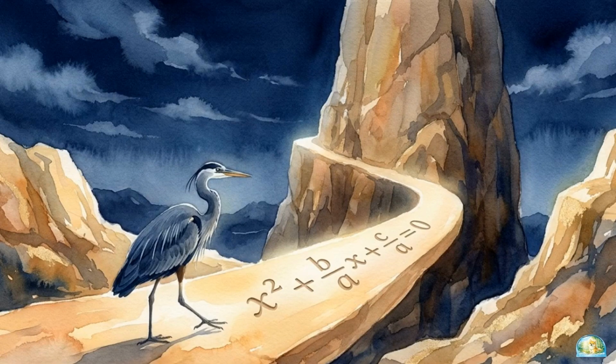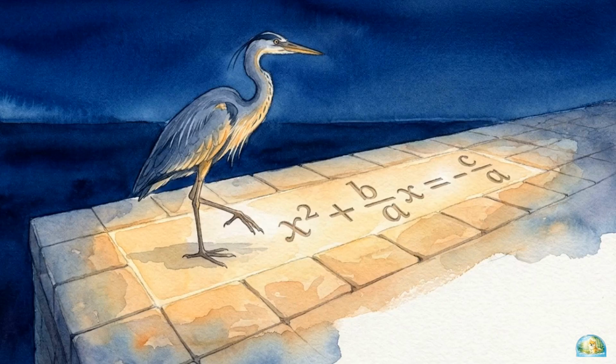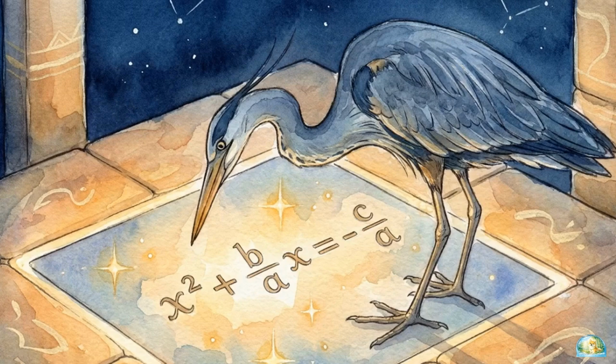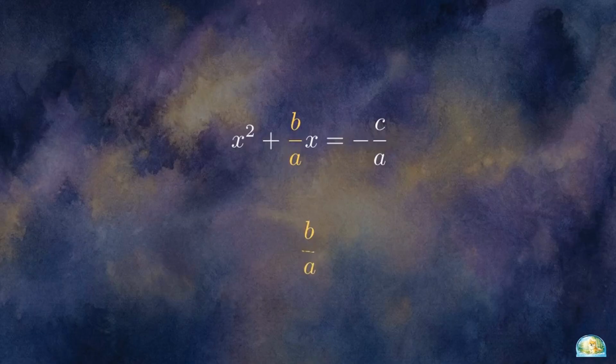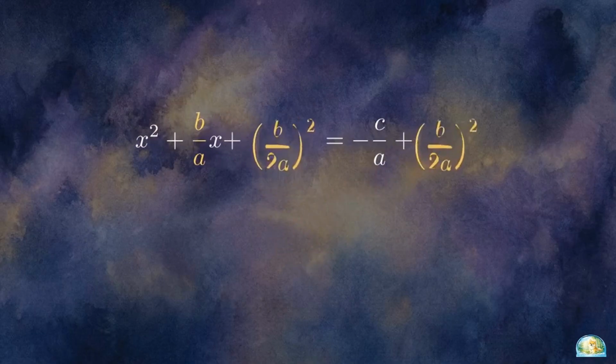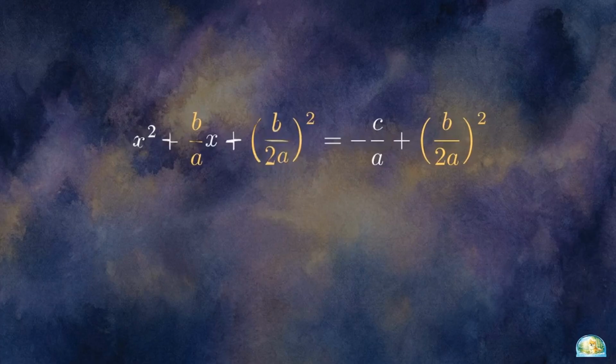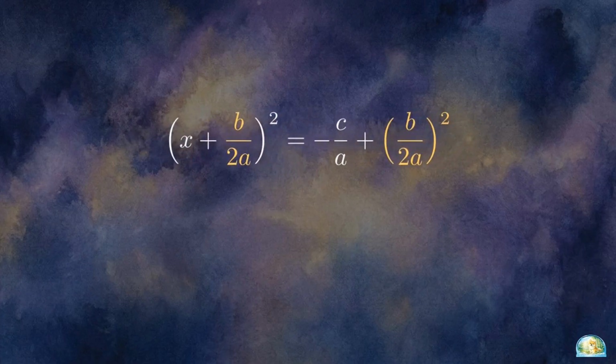For x squared plus b over ax equals negative c over a, what must be added to both sides to complete the square? Half of the x coefficient b over a is b over 2a. We square it to get b over 2a squared and add that quantity to both sides. With that term in place, the left side becomes the perfect square x plus b over 2a squared. Add b over 2a squared to both sides, producing x plus b over 2a squared equals negative c over a plus b squared over 4a squared.